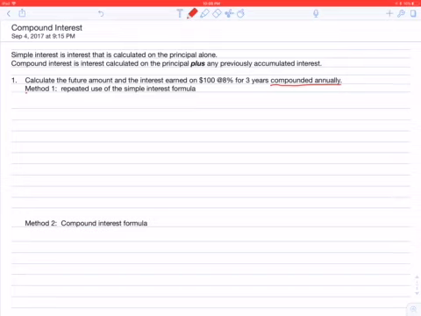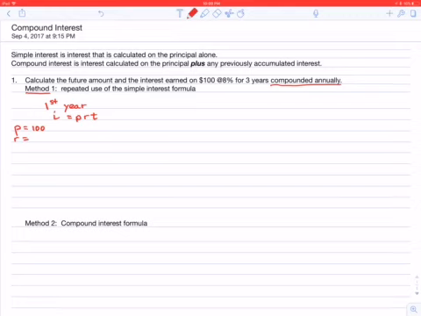The first method is the repeated use of the simple interest formula. So we're going to do this 1 year at a time. So the first year, using the simple interest formula, we started that year with $100. That's our original principal.